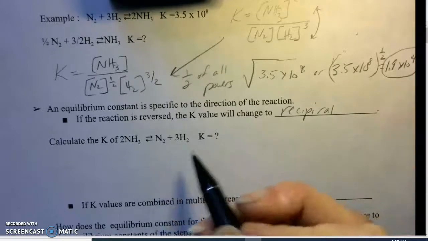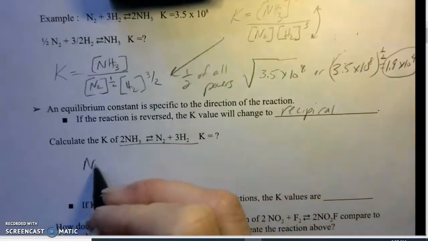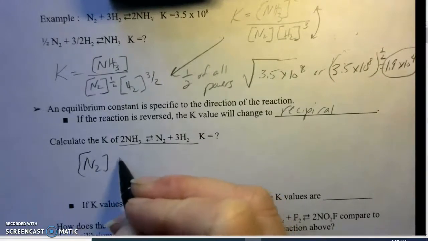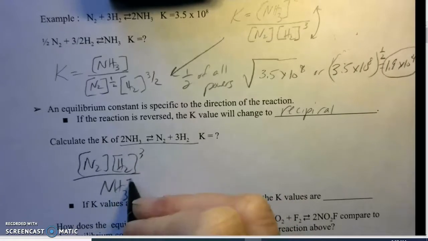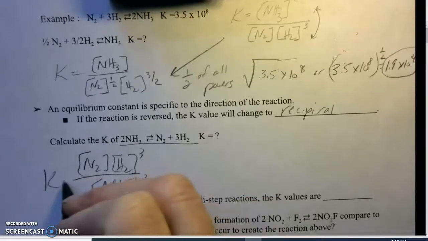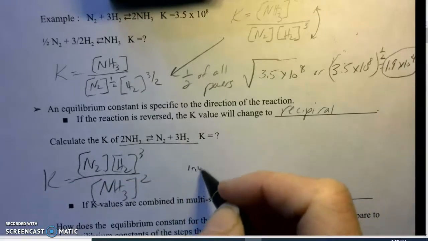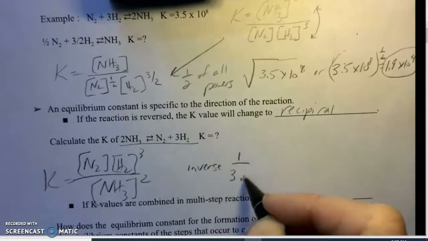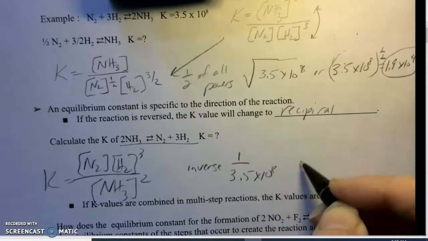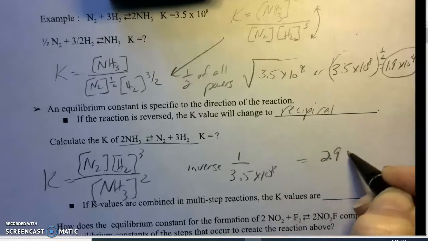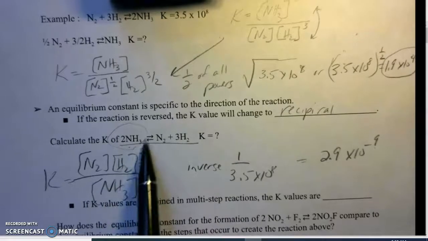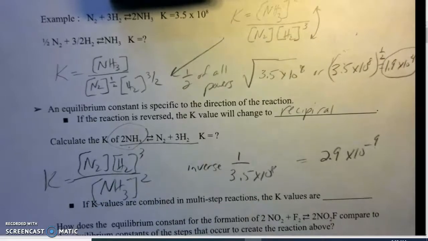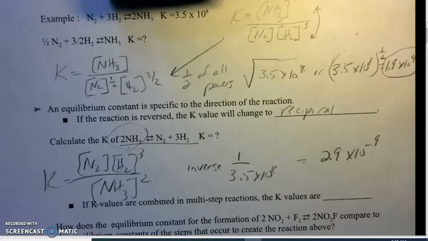So if we go back to this equation, this time we're going to have N2 and H2 cubed over NH3 squared as your k-value. Since it's inverse, we're going to take 1 over 3.5 times 10 to the 8th. And that's going to give me 2.9 times 10 to the negative 9th. So again, notice that since this is negative now, this is reactant favored. It would make sense that you reverse it. The opposite is going to be true: if it was highly favored in one direction before, it's going to be highly disfavored in the other.